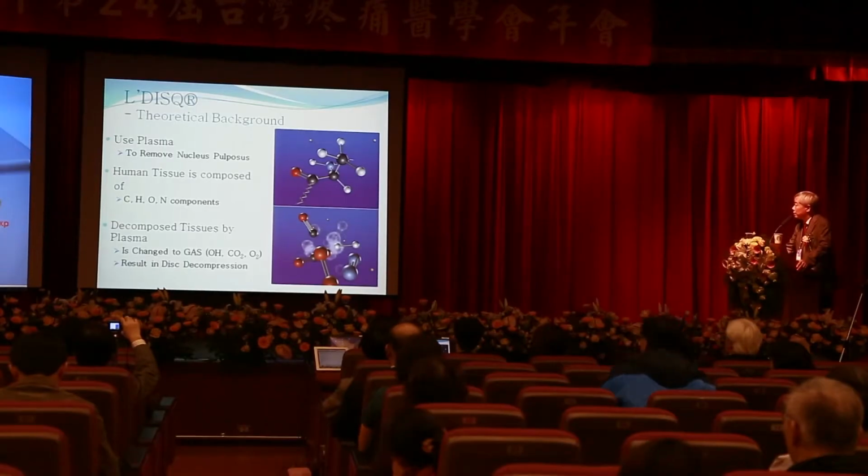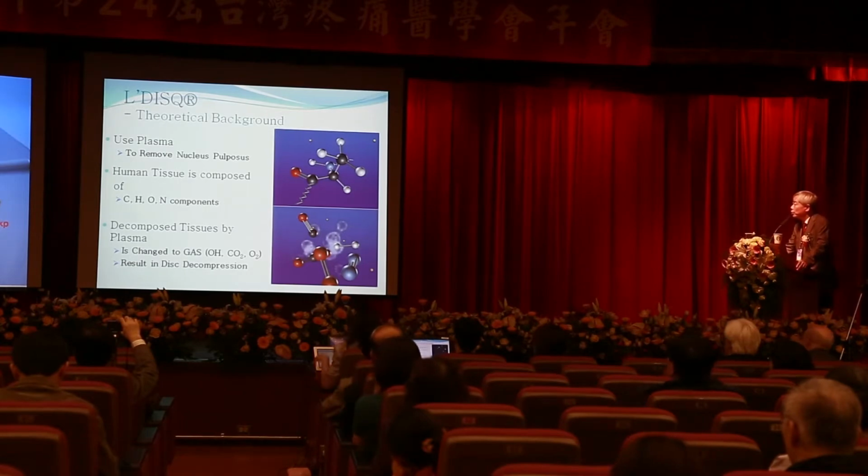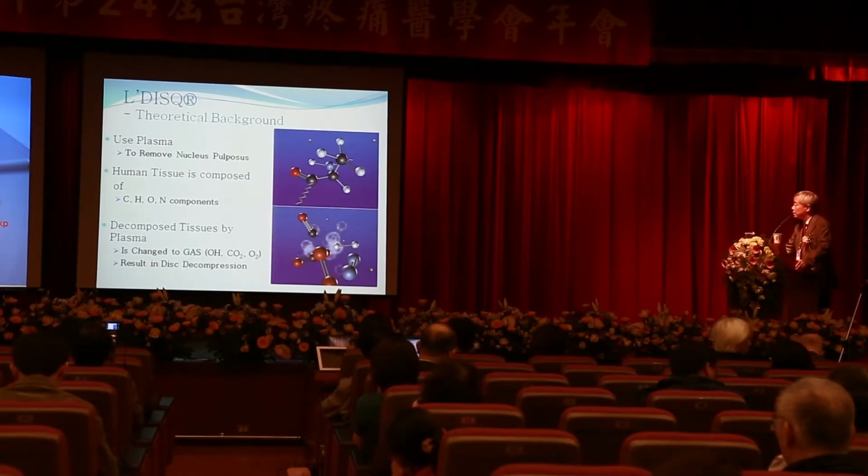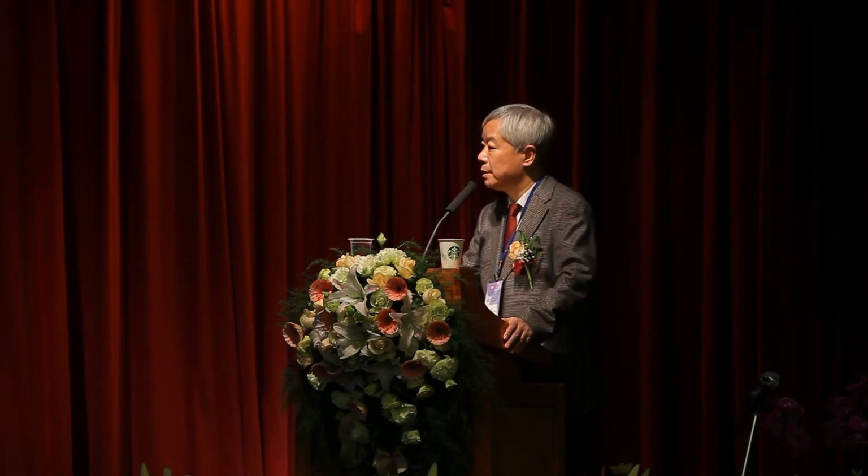So what is the theoretical background for this? We use plasma to remove nucleus pulposus. And as you know, human tissue is composed of carbon, hydrogen, oxygen, and nitrogen components. Tissue decomposed by plasma is changed to gas and results in this decompression.